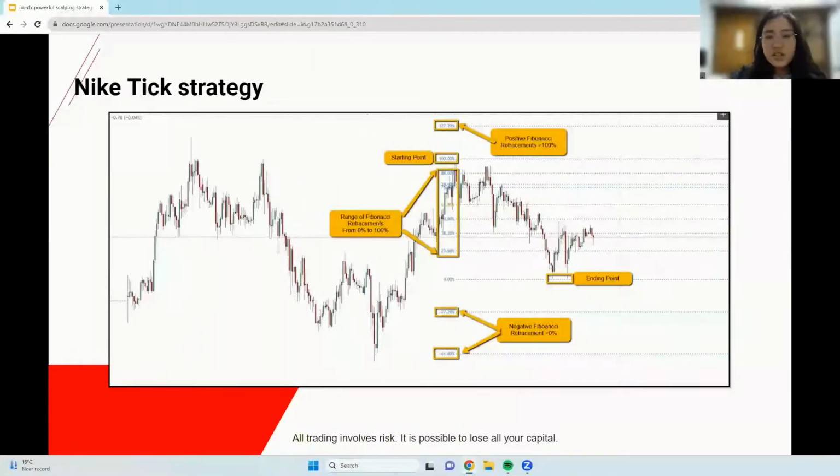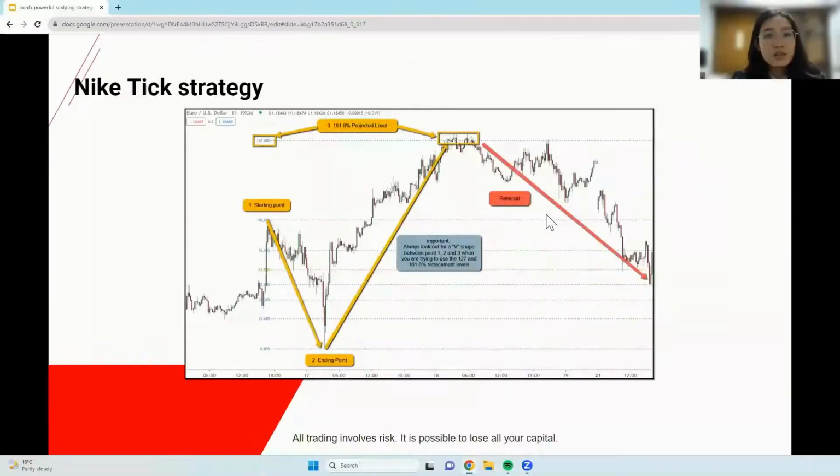This is our third strategy, which is the Nike tick strategy. It also makes use of the Fibonacci retracement tool, but instead we are using the levels that are more than 100%. Not included here is the 161.8 level as well. So we use 127.2, but we also use 161.8. And this is basically how you use it.